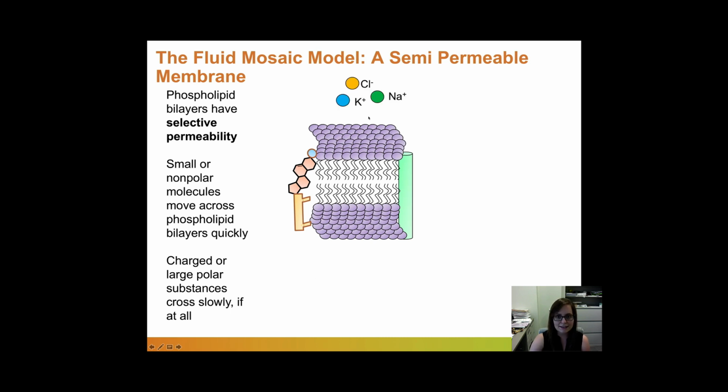And then the last example are ions. So these are charged substances or charged molecules. And these charged molecules really like to interact with water, but they do not like to interact with the hydrophobic tails. And so really, these ions are basically not permeable without some sort of channel, which we'll talk about in the next class, to get them into the cell.